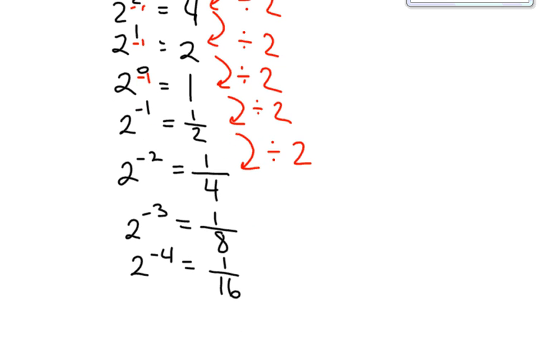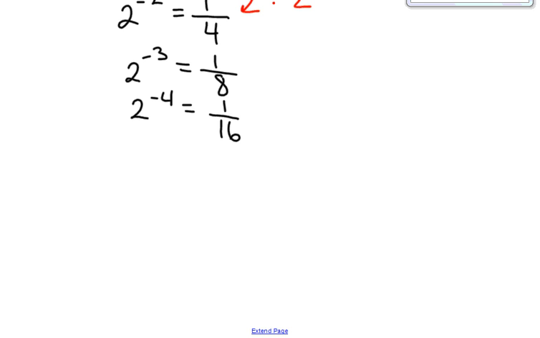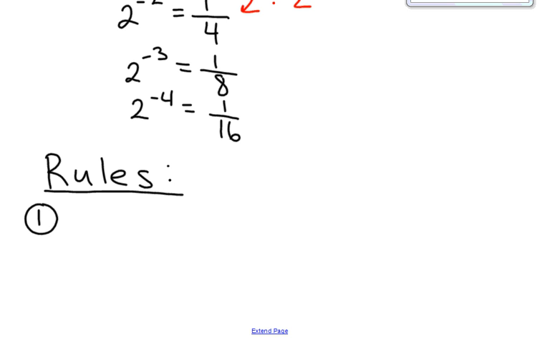To sum all of that up, I want us to put down here as a summary a 0 exponent and negative exponent rule. Just make a little summary here. So first of all, we're going to have 0 exponents.